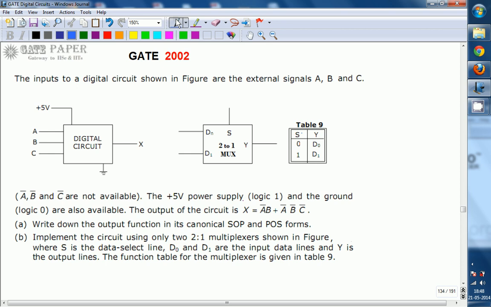And the second task is to implement the circuit using only two 2-to-1 multiplexers. The 2-to-1 multiplexer is shown. Like that, you are going to choose two 2-to-1 multiplexers to implement that function. So we will see how to write the canonical SOP and POS forms for the given expression. Later we will see how to implement it using multiplexers.